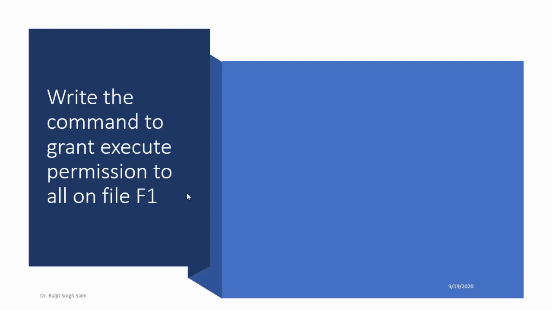So I hope you got it correct. So you might have written change mode A plus X on the file F1. A because I want to grant to everyone. We have just done this earlier. Or you could have used this U plus X, comma G plus X, comma O plus X, and then on the file F1. So this takes a little more of typing. Third method is you can write change mode UGO plus X on the file F1.